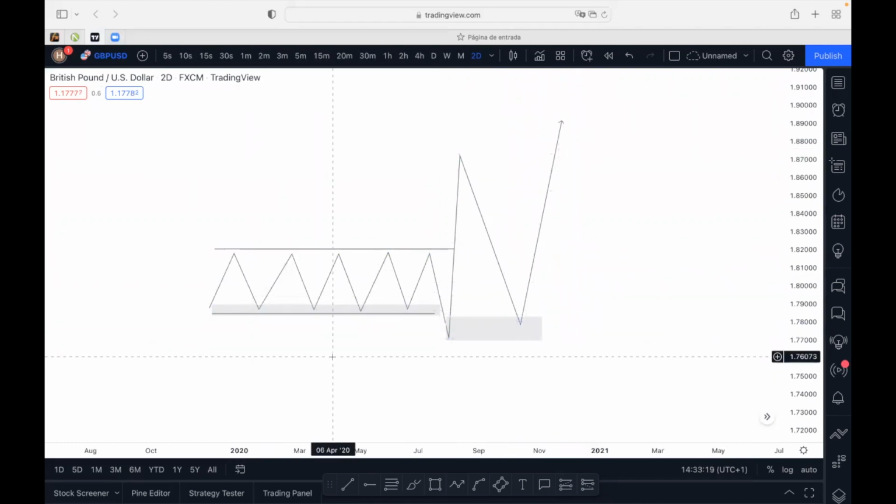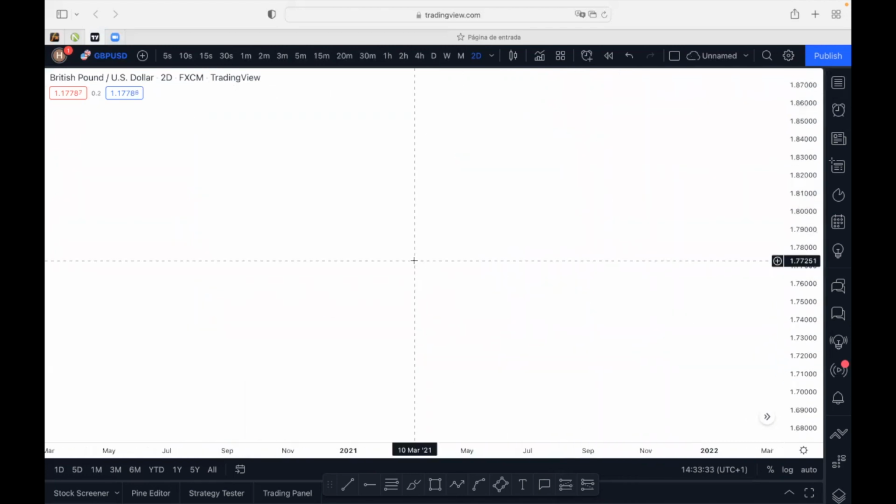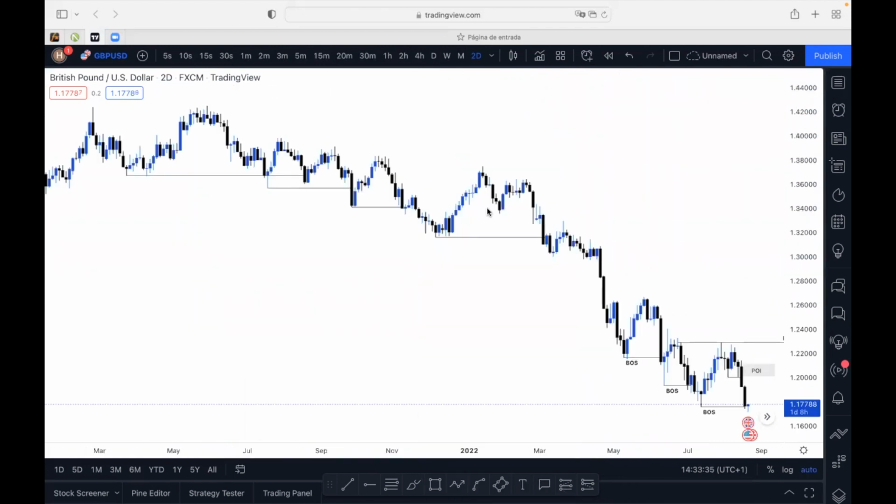So pretty much that's how they move the markets, right? They're always waiting for liquidity. Pretty much liquidity is what makes banks and financial institutions place big sums of money into the market. So now let's look at how we can identify order blocks on the charts.